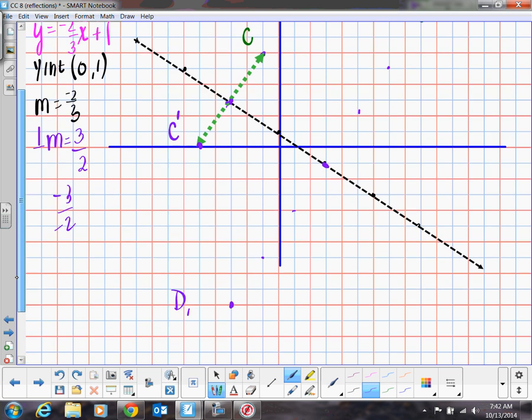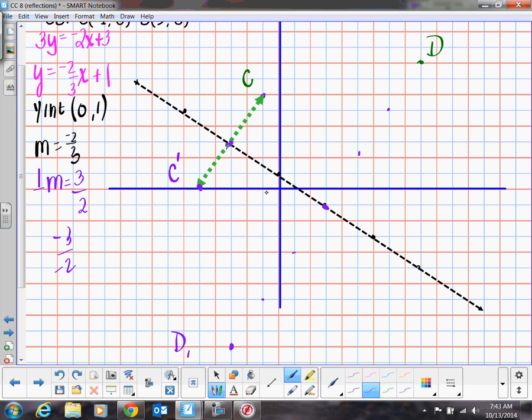And what is that? 1, 2, 3. So it's negative 3. And we went down 2, 4, 6, 8, 10. There is its image, and I did it wrong again. So there is D prime.